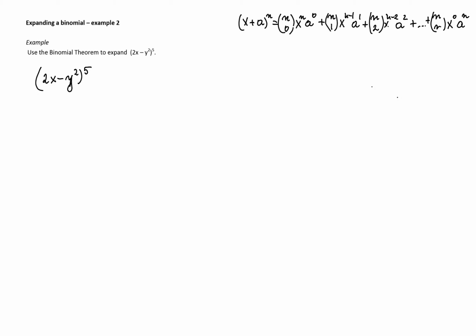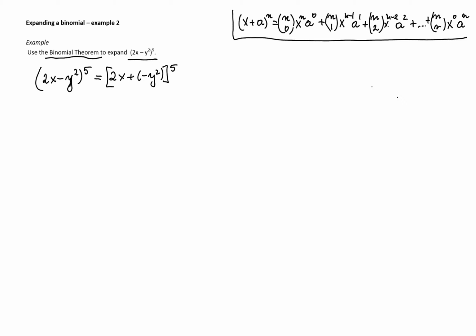In this example, we want to use the binomial theorem to expand the fifth power of (2x minus y squared). You will use the binomial theorem, which in expanded form is written on the right. First, we'll write this binomial as a sum, so this is going to be (2x plus negative y squared) and everything to the fifth power.